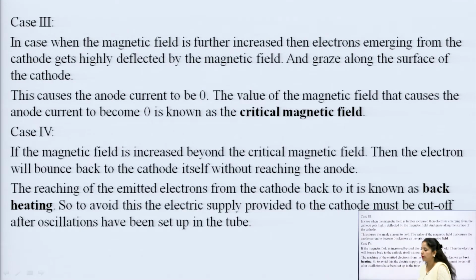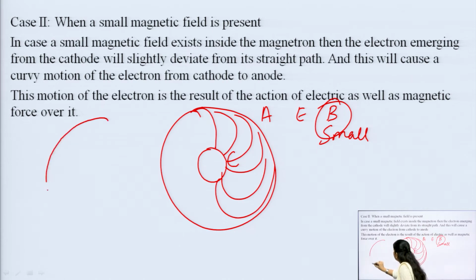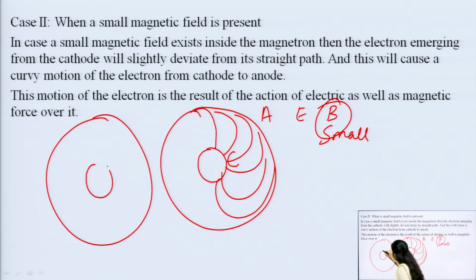This is explained in the third case. When the magnetic field is further increased, the electron emerging from the cathode gets highly deflected by the magnetic field, and one condition arises where it will graze, it will touch. Graze means it will touch and move.